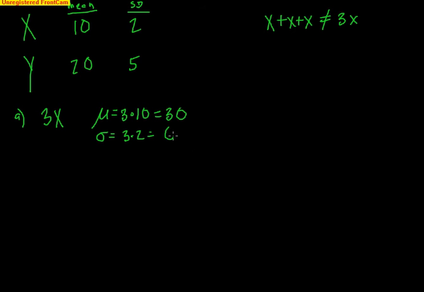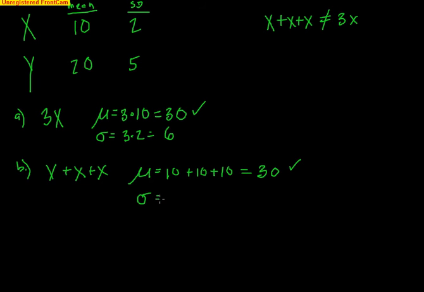Now here's the difference. If I do event x 3 times, that's x plus x plus x, I'm going to have slightly different results. The mu would be 10, 10, 10. It'd be 10 for the first, 10 for the second, 10 for the third. That would be 30. So the mu stays the same, but sigma, the standard deviation, changes. Here, I'm just tripling it. Here, I'm not tripling it. I'm doing it 3 separate times.